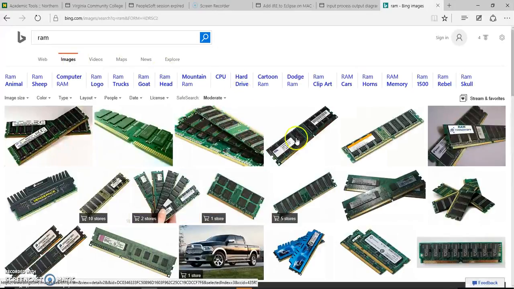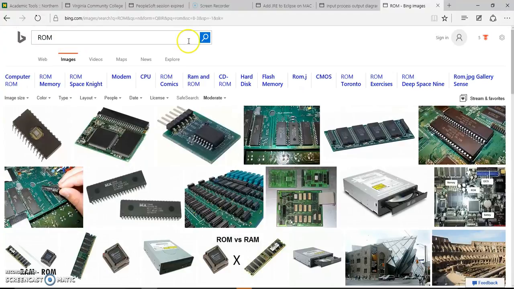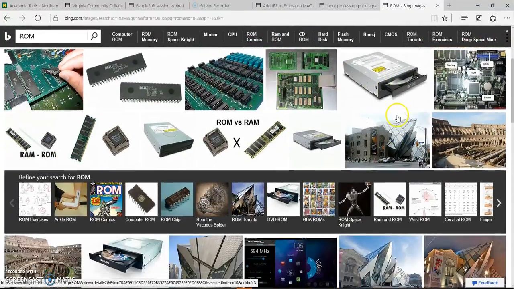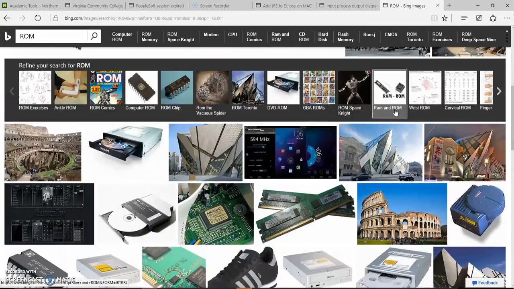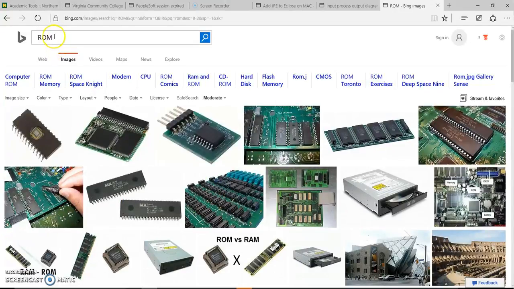Here is an example of RAM, this is a computer RAM. And ROM could be your flash drive, your disk, CD-ROM, DVD, and hard disk. So those are ROM.